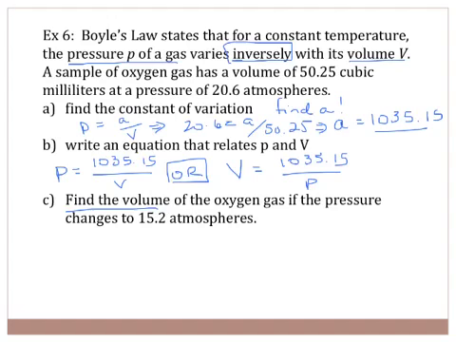Now we're going to use this to answer a question. Find the volume of the oxygen gas if the pressure changes to 15.2 atmospheres. So we are just going to substitute in. And because this problem asks for units, we are going to give it units. And this is going to be an approximate when you divide, 68.1, and the units for volume is milliliters cubed. So little m, big L, and a cube.